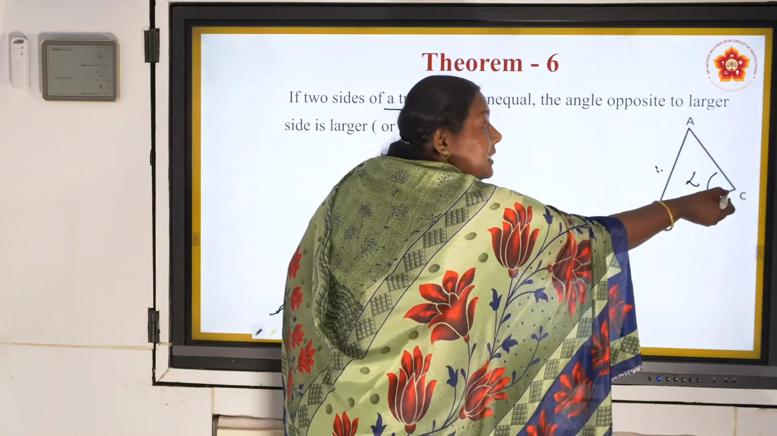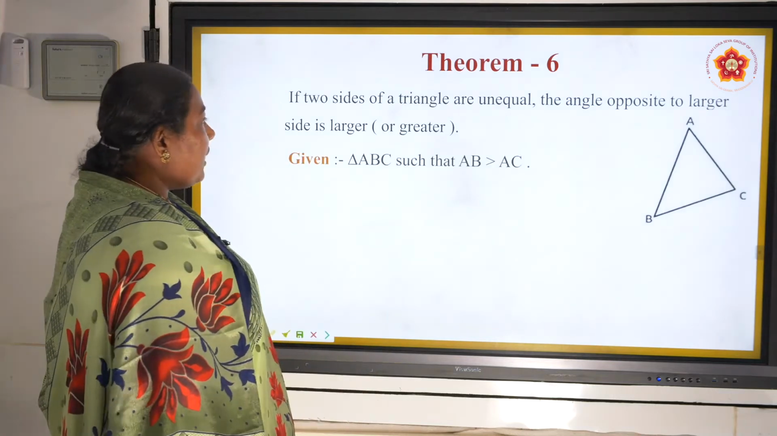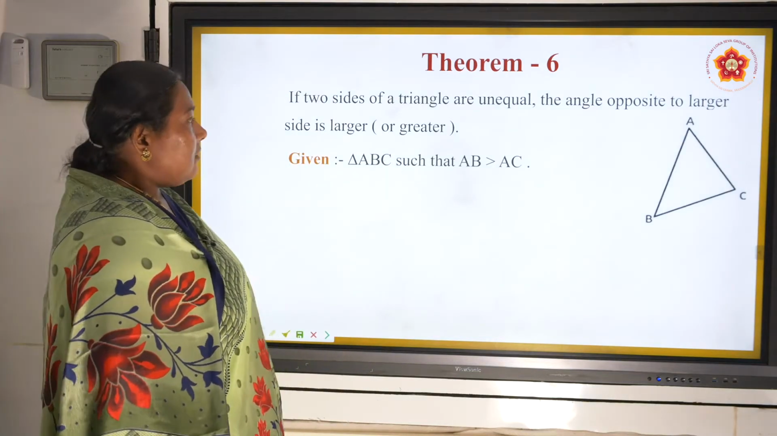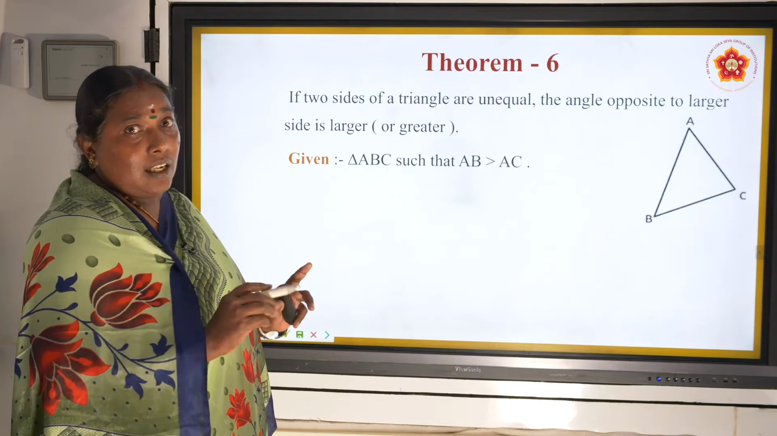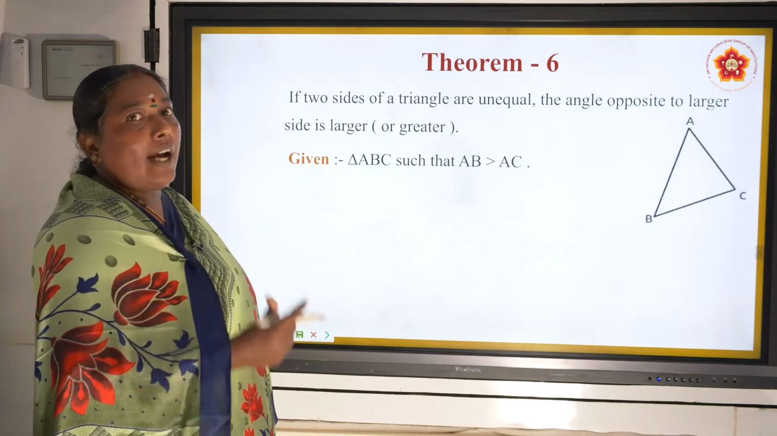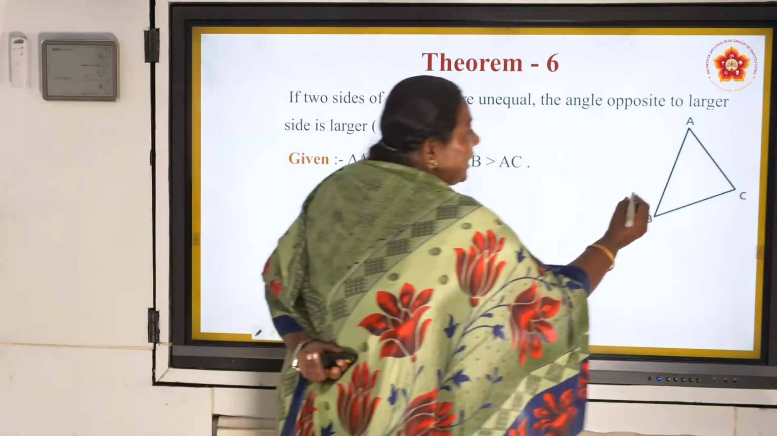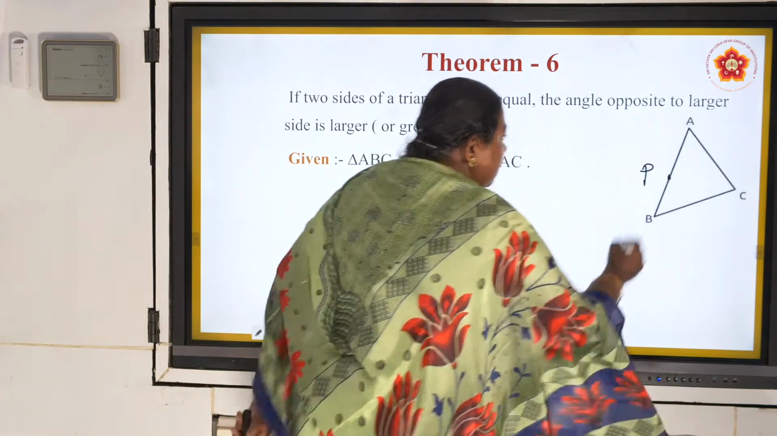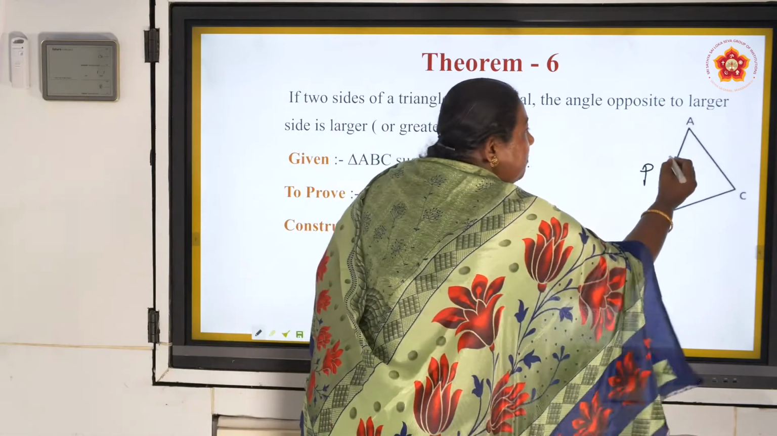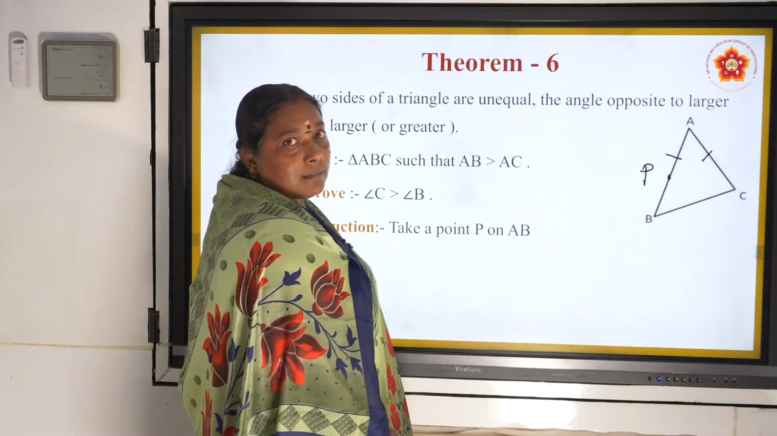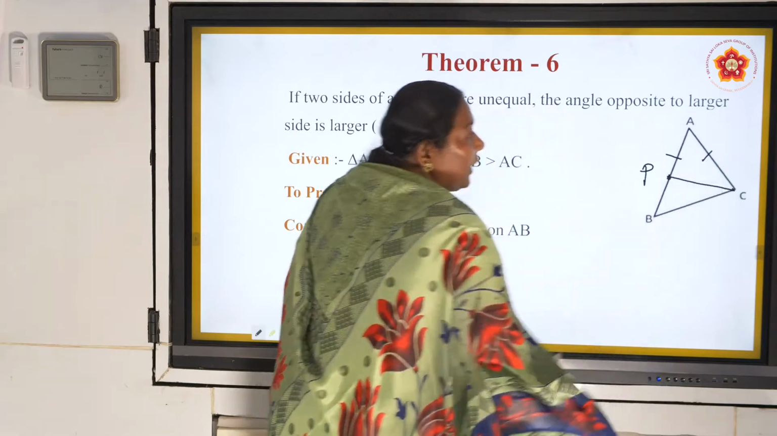The larger side's opposite is C. So C is the largest angle. That is what they are telling here. So let us see how it is. ABC is a triangle such that AB is greater than AC. Since here they have given only one triangle, I cannot compare here. So what do I have to do? I have to construct one triangle inside that, not outside. So I am taking a point P on AB such that AP is equal to AC.